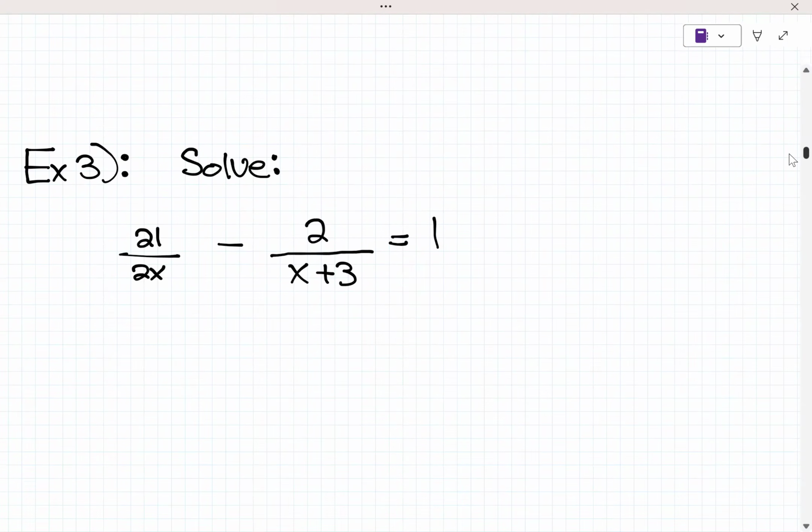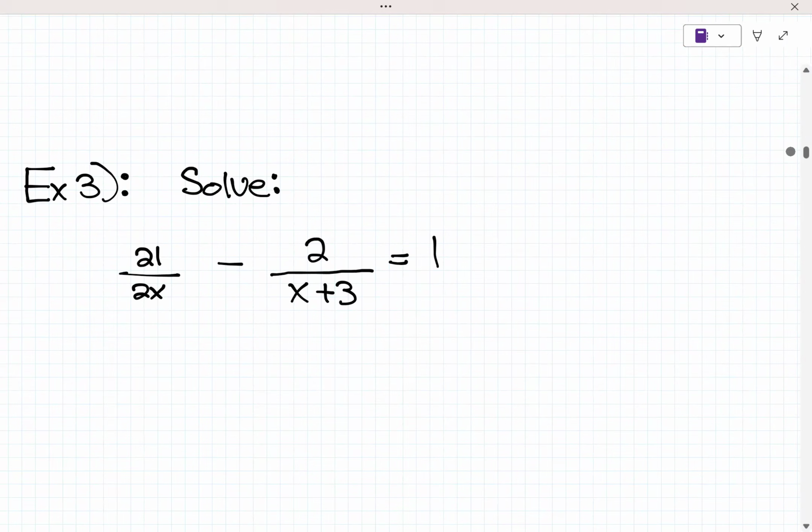Okay, example 3, the direction says solve, and this time it's a little bit different. We have rational functions. We have 3 parts, right? You have the left, the middle, and then the far right.